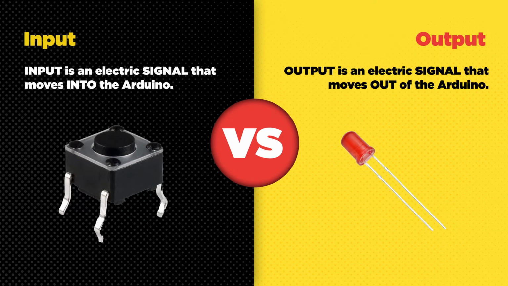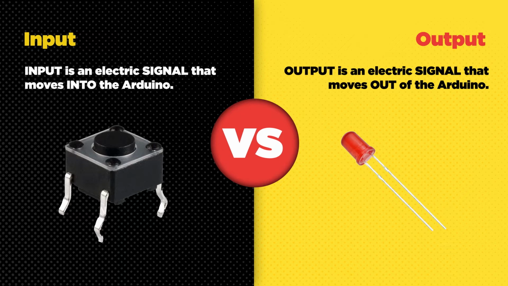What is the difference between an input and an output? An input is an electric signal that moves into the Arduino, and an output is an electric signal that moves out of the Arduino. We can use inputs and outputs to detect when a button, an input, is pressed and turn on an LED, an output.